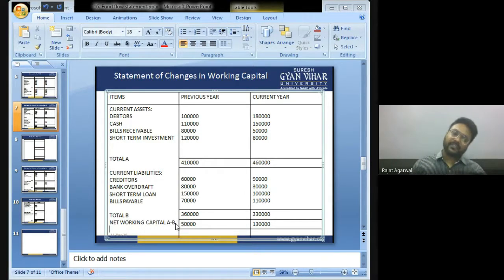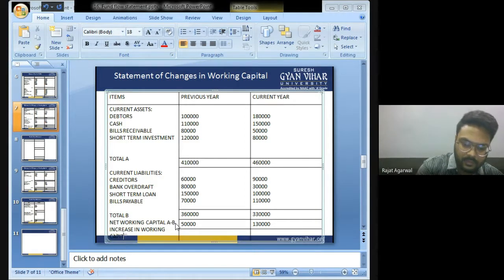Now, in the previous year, your working capital was 50,000, and in the current year, your working capital is 1 lakh 30,000. So your working capital has increased or decreased? Sir, increased. So there is an increase in working capital. How much is the increase in working capital? 80,000. Completed.